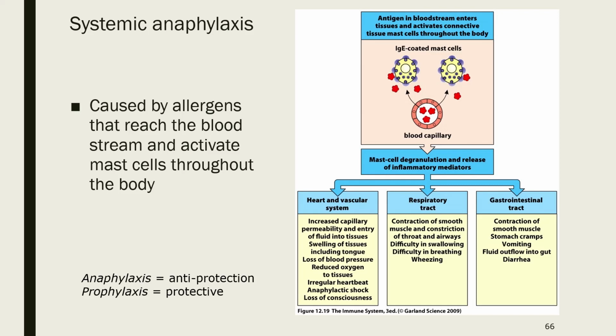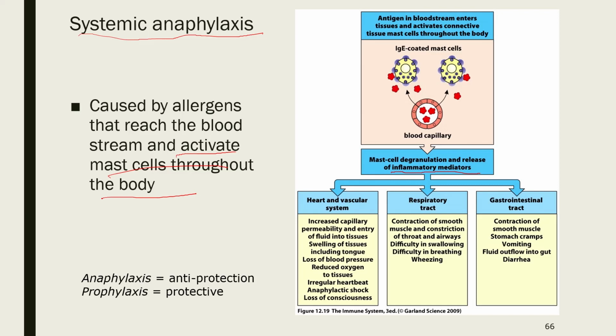Alright, so there are more severe things. We're talking about systemic anaphylaxis, caused by an allergen that reaches the bloodstream and activates mast cells throughout the body. So this is systemic. The whole body is having this massive mast cell degranulation. So what will happen? It will degranulate and release a whole load of inflammatory mediators that lead to significantly more severe symptoms than we've seen before.